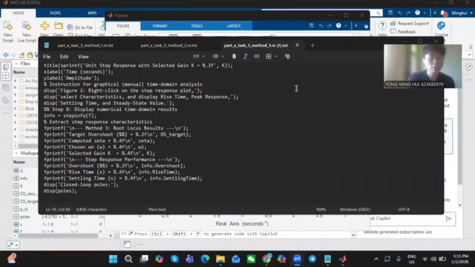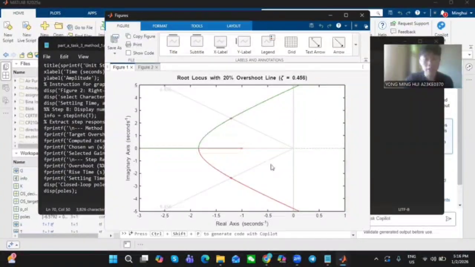In method 3, the root locus of the open loop system is plotted. As we show inside the graph, this is the outcome plotted by MATLAB. A constant damping ratio line corresponding to 20% overshoot is overlaid using the command inside MATLAB. The proportional gain is selected at the intersection of the root locus and the damping ratio line.